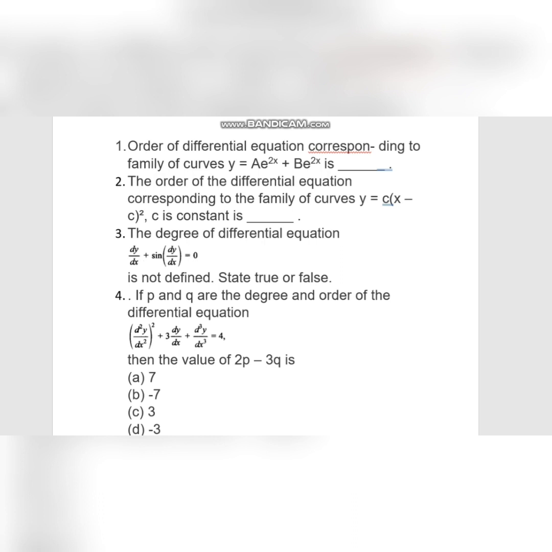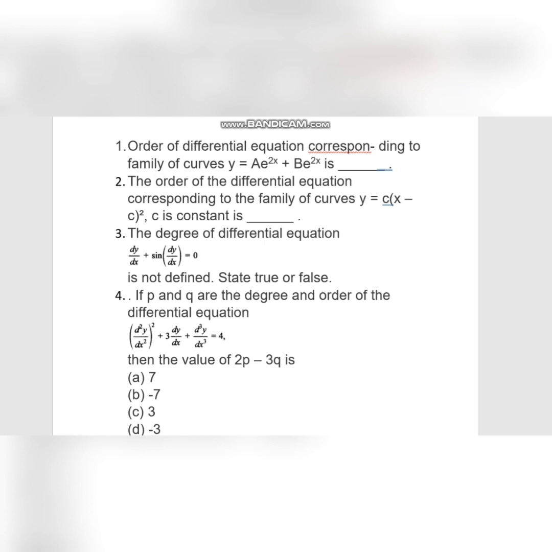So the first question is, order of differential equation corresponding to family of curves y is equals to a e to the power 2x plus b e to the power 2x is. So in this question, as there are two arbitrary constants, so we have to differentiate twice. So the order of differential equation is 2.